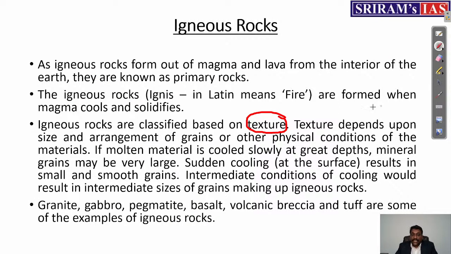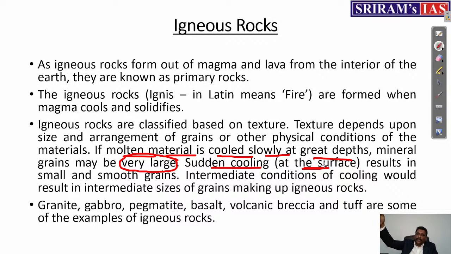Classified based on texture. Texture depends on size and arrangement of the grains or other physical conditions of the material. It is not so important, but still, we can have it as a point. See here, they say, if the molten material is cooled very slowly at a greater depth, that is in Earth's interior, the mineral grains will be very large. Whereas the sudden cooling at the surface, obviously, once it reaches the surface, the rate of cooling will be larger, sudden. Because the temperature is comparatively colder. When in Earth's interior, it is warmer. The rate at which it is solidifying will be what? Taking more time.